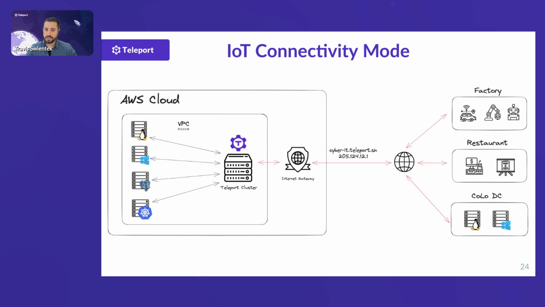So now with this tunnel established, you as the MSP can connect to your Teleport cluster, which is right here in the middle, and access the remote Teleport node that might be sitting at the factory, restaurant, or colo facility, just like a traditional VPN, but you are not having to manage and maintain a VPN.